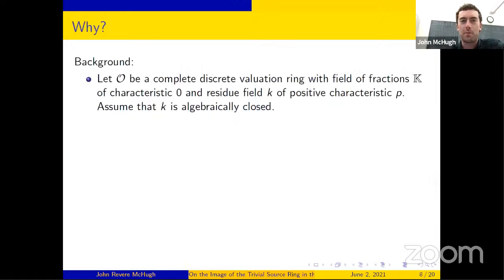Okay, so where does this problem come from? Well, it comes from modular representation theory. So for the background here, let O be a complete discrete valuation ring with field of fractions boldface K of characteristic 0, and a residue field lowercase k of positive characteristic P. In the literature, that triple of rings is called a P-modular system. I'm going to assume that K is algebraically closed just to make the discussion easier.